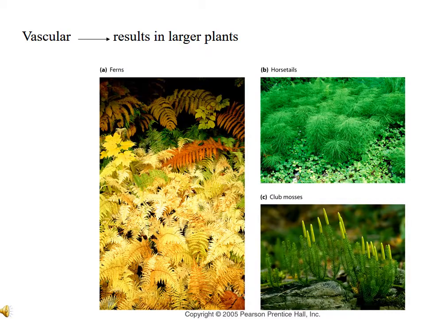Now when we get to seed-producing plants, the first of these were conifers, or we refer to them as gymnosperms. These are seed-producing, cone-producing plants. And these were the first to pretty much move away from the water. They do not require water for procreation. And this was the dominant plant for millions and millions of years.